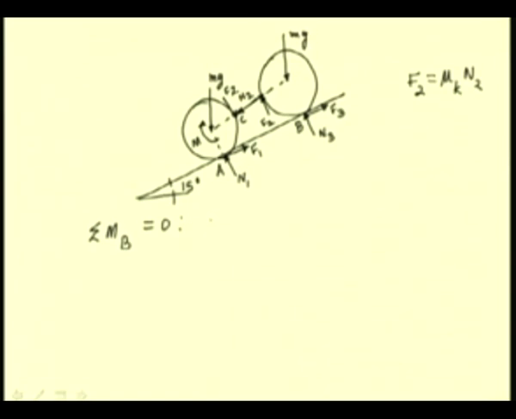So, we have minus N2 times the moment arm. We know that these rollers have 0.3 meters diameter. So, this radius is 0.15 meters. So, the moment arm for this force N2 is 0.15, and this force has a moment about this point B, which is equal to N2 times 0.15.